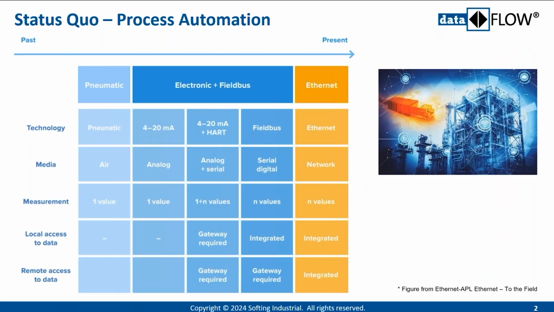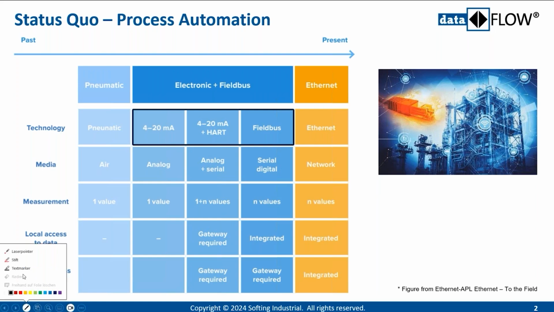So first of all, what's the status quo of process automation? I stole this slide from the Ethernet-APL, Ethernet to the field. And I think what's interesting is to look at the technology, leaving the pneumatic out of scope at the moment. If you look at what's happening in the process automation industry, and I compare this to the telecom world, where I used to work 20 years ago, we had backplane technology and bus technology, parallel buses, and then we moved to Ethernet. We moved to 100 megabit, then 1 gigabit, then 10 gigabit. So it was a constant incline of the technologies.